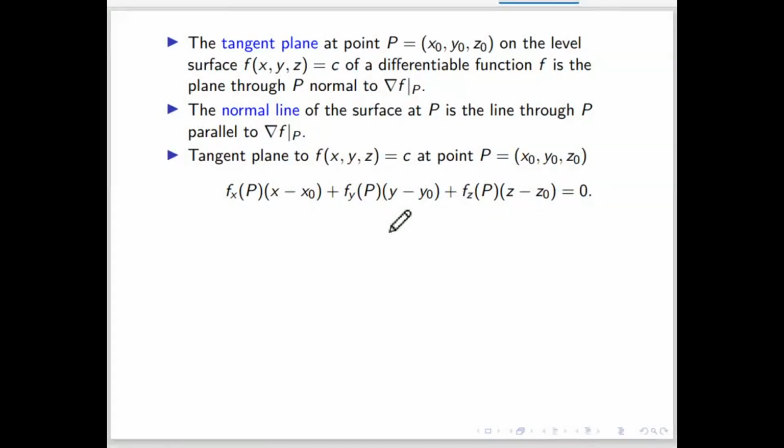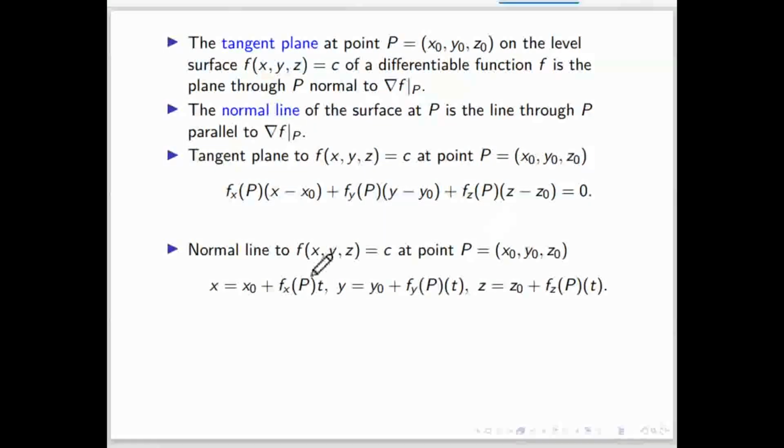This is in 3D. And the normal line in terms of a parameter will be like this, passing through the point x naught, y naught, z naught, because the direction is fx, fy and fz at the point x naught, y naught, z naught. So this is fx at P into t, where t is the parameter. It can be any real number. So this is the tangent plane, and this one is the normal line.